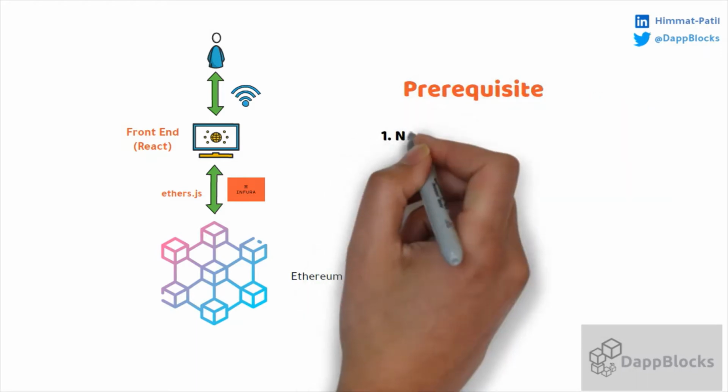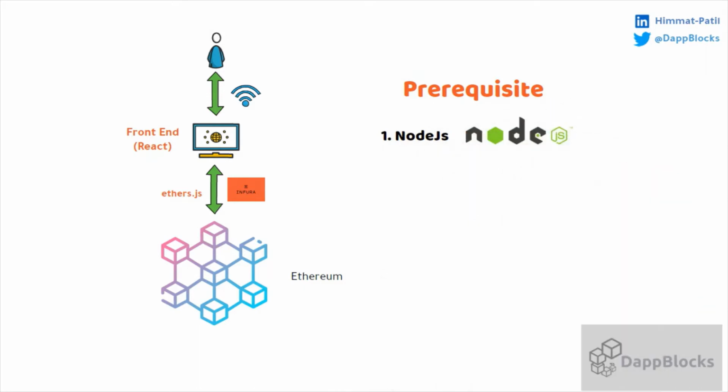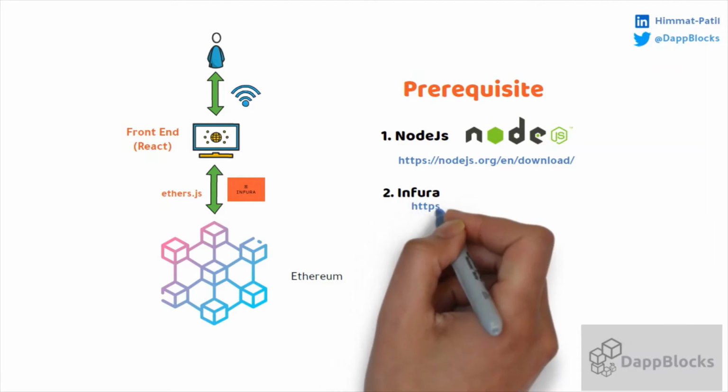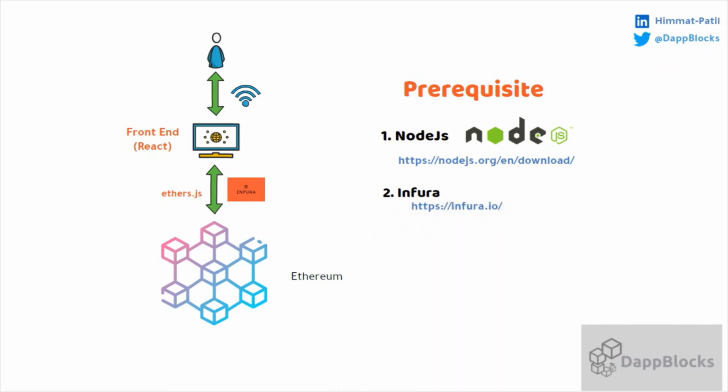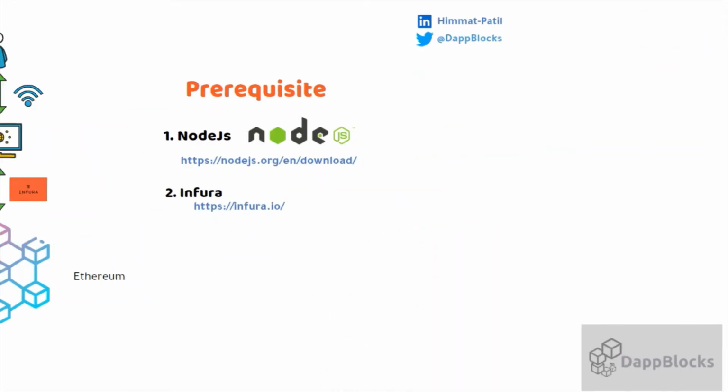Prerequisites. First, Node.js. You can download Node.js from nodejs.org. Second, Infura. Sign up at infura.io and get an HTTP RPC URL.